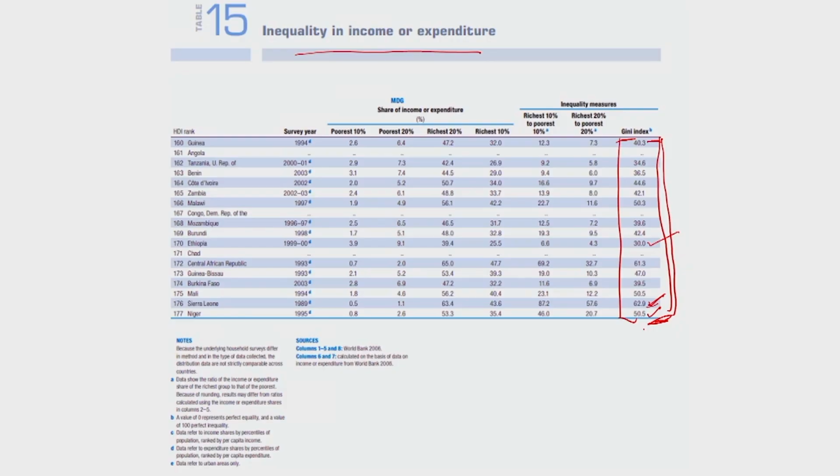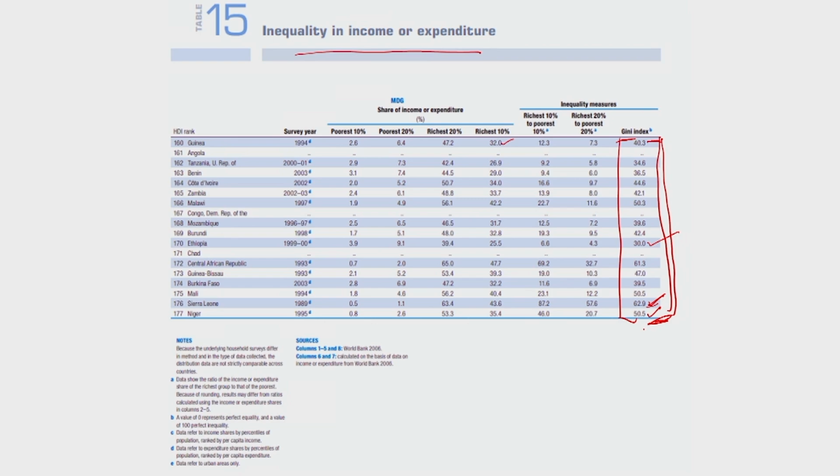So in the Human Development Reports also, the inequality indices are being calculated, and they show us the poorest 10%, poorest 20%, richest 20%, richest 10%, and what is the share of their income or expenditure. For example, in Guinea, the poorest 10% have a share in total income of only 2.6%, whereas the richest 10% share in income or expenditure is 32%. And this is the significance of being able to calculate the Gini coefficient or plot the Lorenz curve. It tells us what proportion of the population within a country has access to income and wealth.